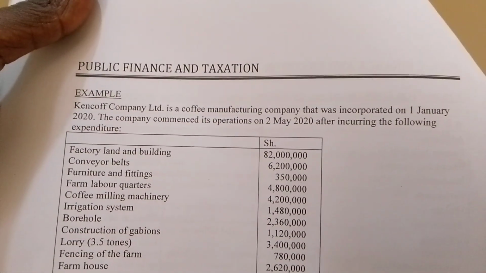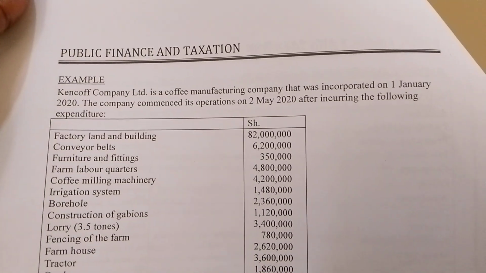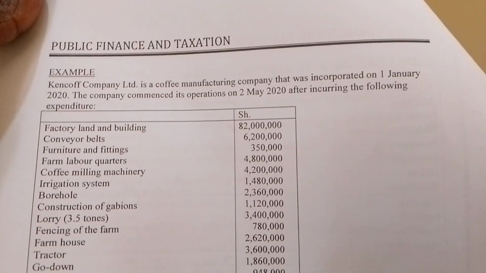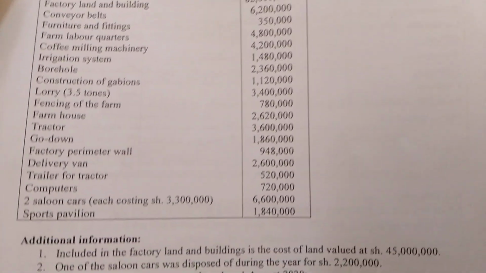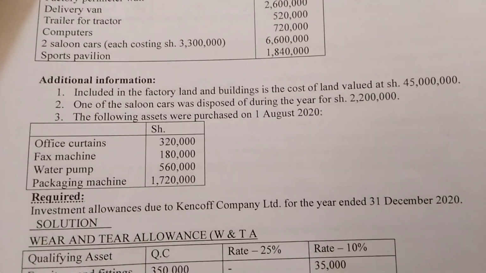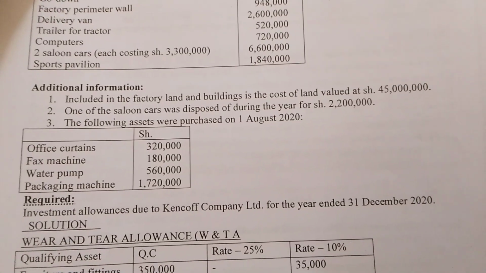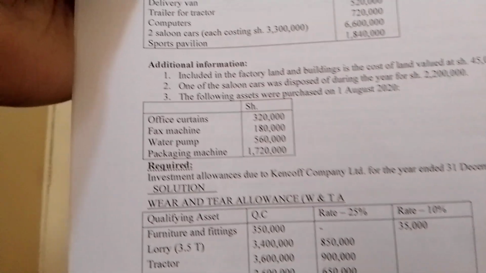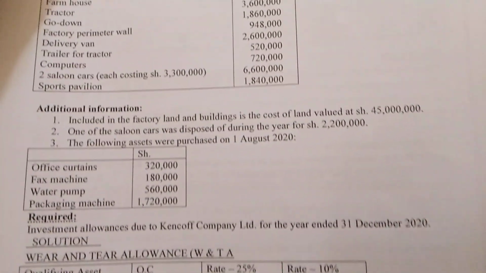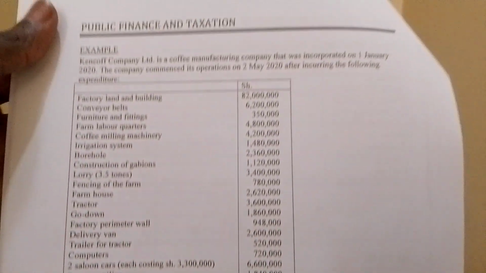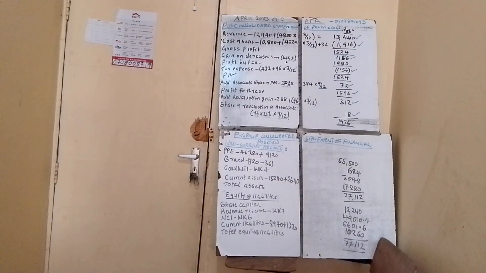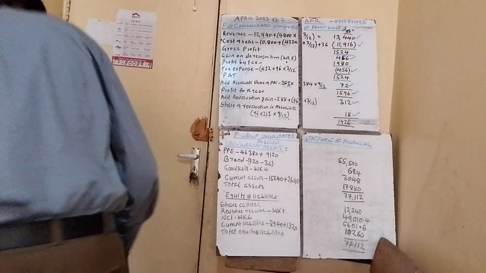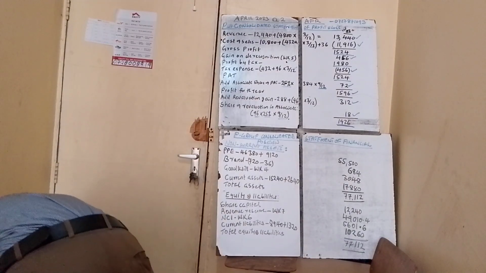Okay, just check it. Now first, just check it, then you pause your video in a minute. The example, Ken Cove Company Limited. Look at the information given, then additional information required. Statement investment allowance due to Ken Cove Company Limited for the year ended 1st December 2020. Can you check that question? Just check it. You pause your video and you check your question.